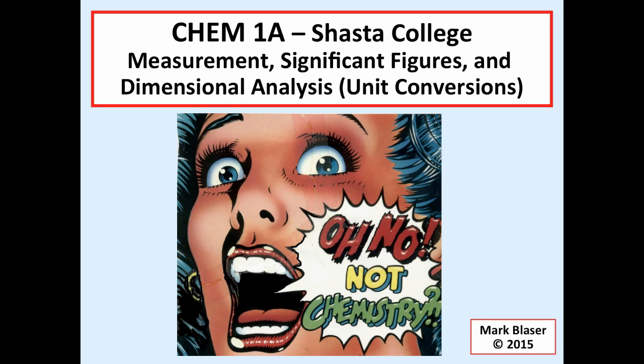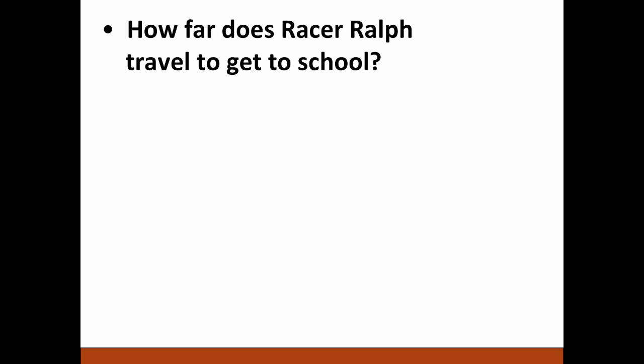This is a screencast on some of the mathematical material in the first chapter, dealing with ideas like measurement, significant figures, and dimensional analysis or conversion between units. And let's start with a question. How far do you travel, or in this case, how far does Racer Ralph travel to get to school?